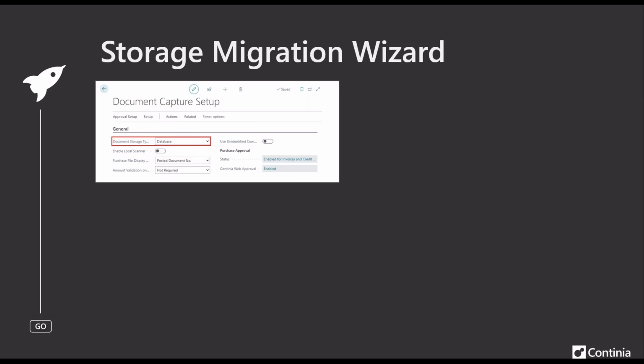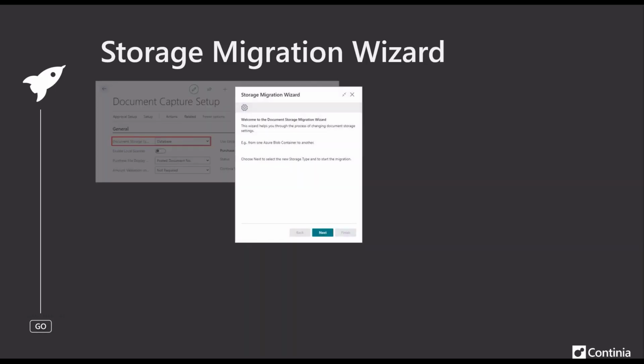Also in the setup area, we have a setting called document capture storage type. In this example, we have configured it to database. For on-premises, you could also have file storage, and you would also use Azure Blob Storage for both online and on-premises. But to help you change this setting, we have introduced a storage migration wizard.